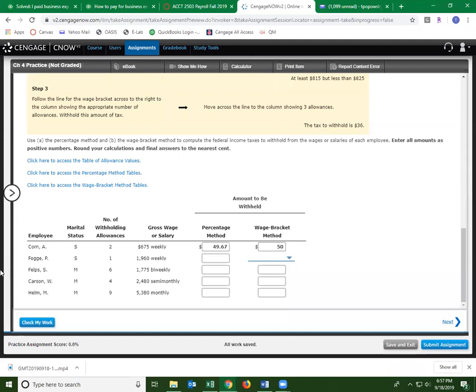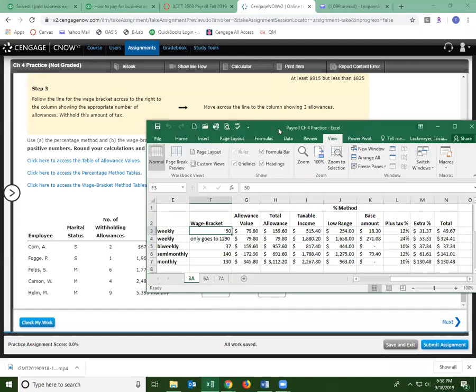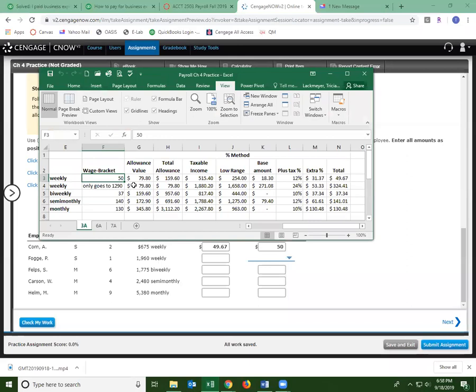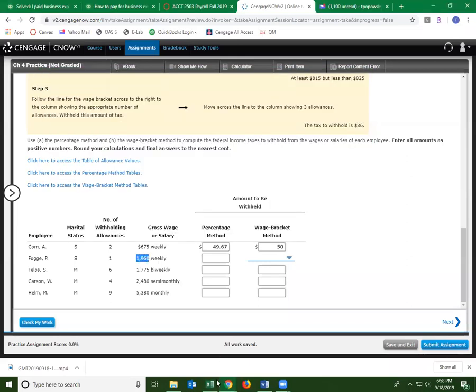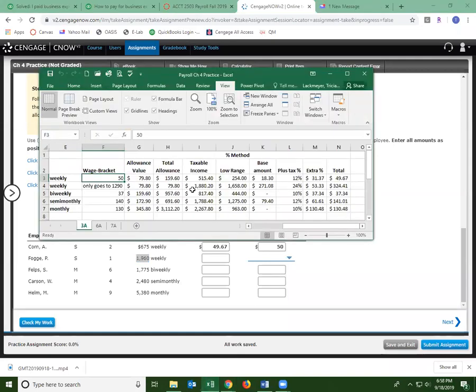For the next employee, P. Fogue is also single with 1 allowance this time, and is paid $1,960 weekly. So we're really using the same tables and the same information here. For this person, if I am looking at the percentage method, they have 1 allowance, $79.80. So I take that off their weekly pay, $1,960 minus the $79.80. So I'm going to look in my tables for $1,880.20.